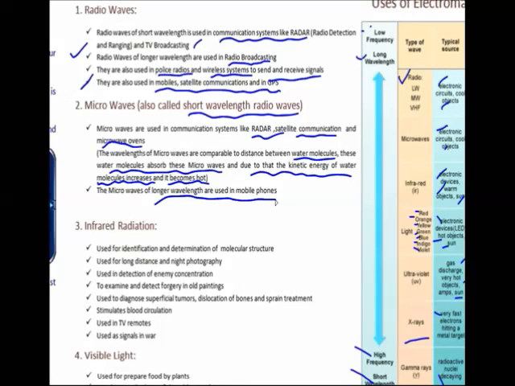Next, infrared radiation. Infrared radiation is used for identification and determination of molecular structure. The second usage is they are used for long distance and night photography. We have seen it earlier. They are also used in the detection of enemy concentration. They are also used to examine and detect forgery in old paintings. They are used to diagnose superficial tumors, dislocation of bones and sprain treatment. They are also used to stimulate the blood circulation. They are used in TV remotes. They are also used as signals in war.